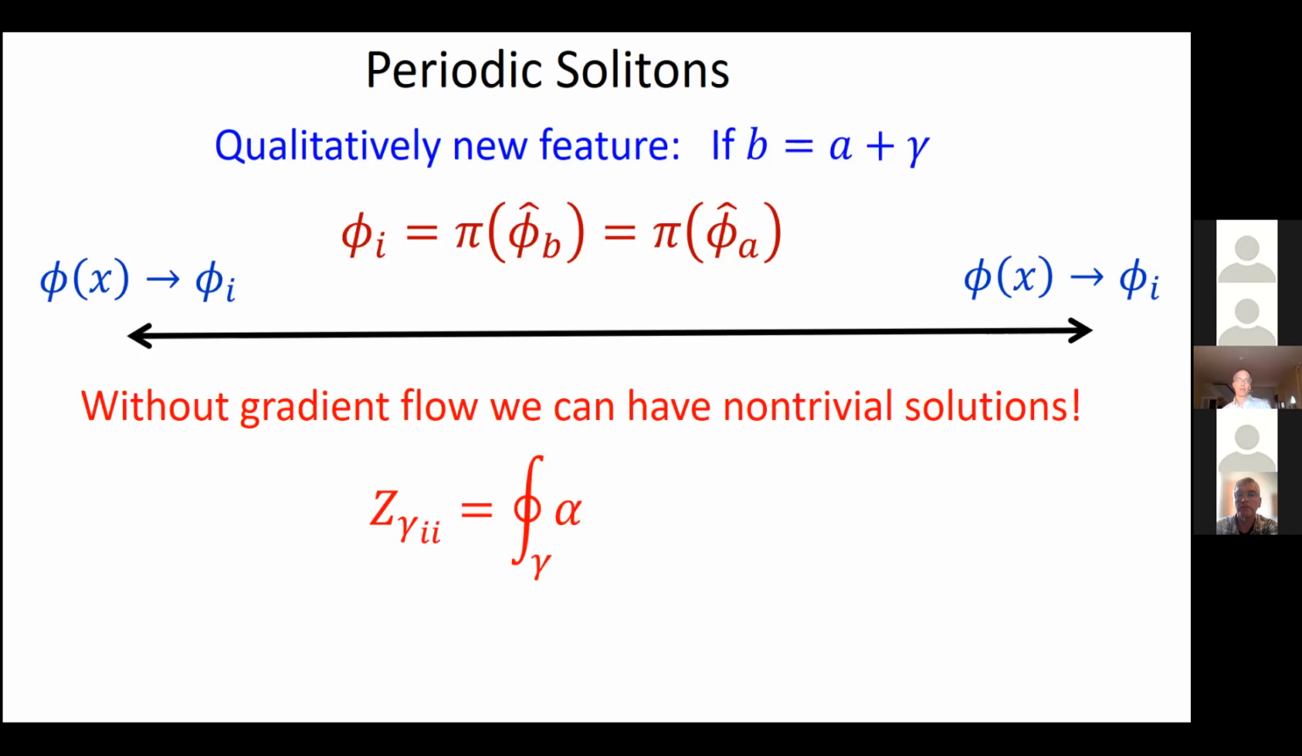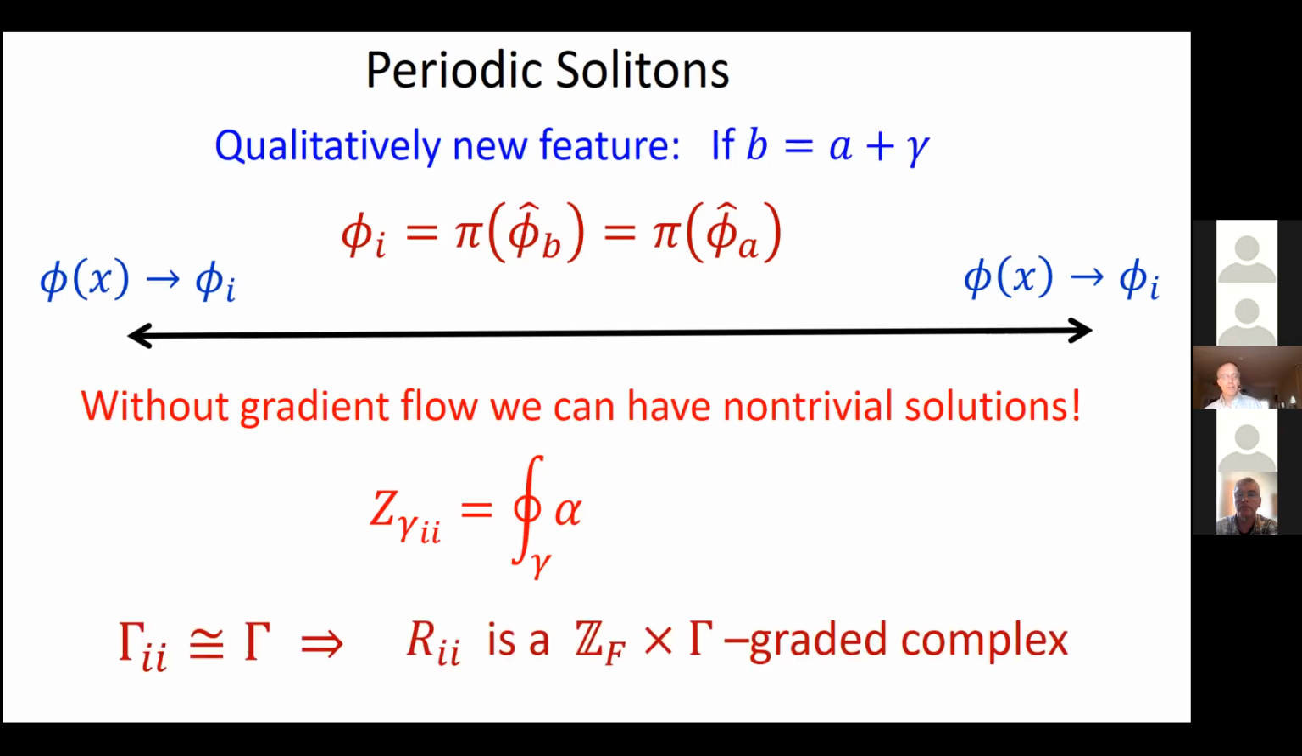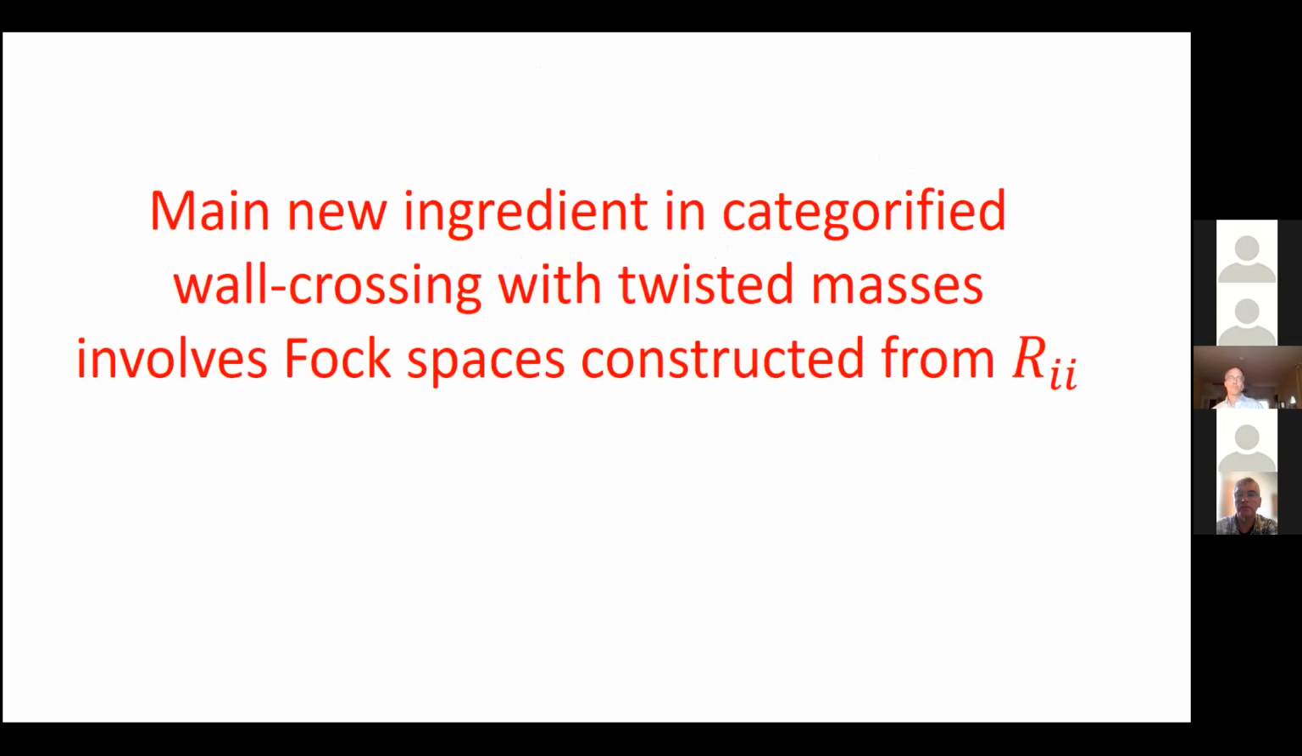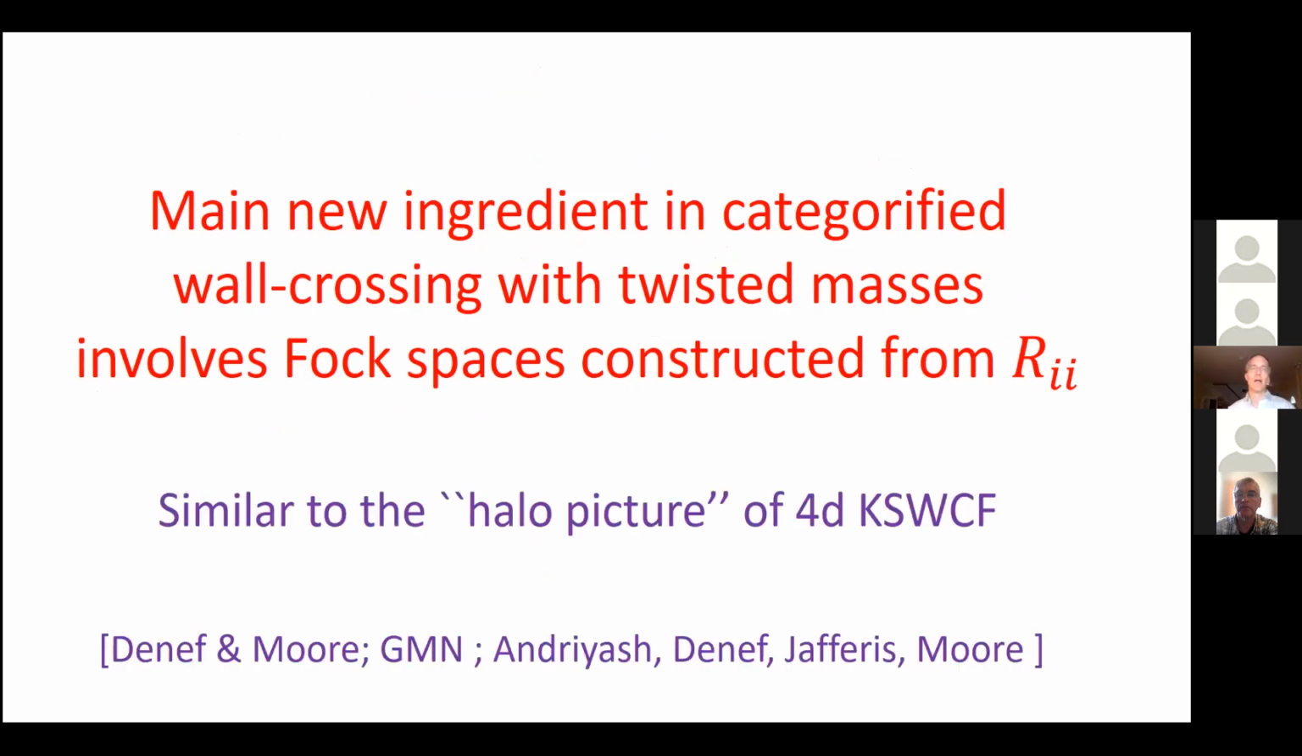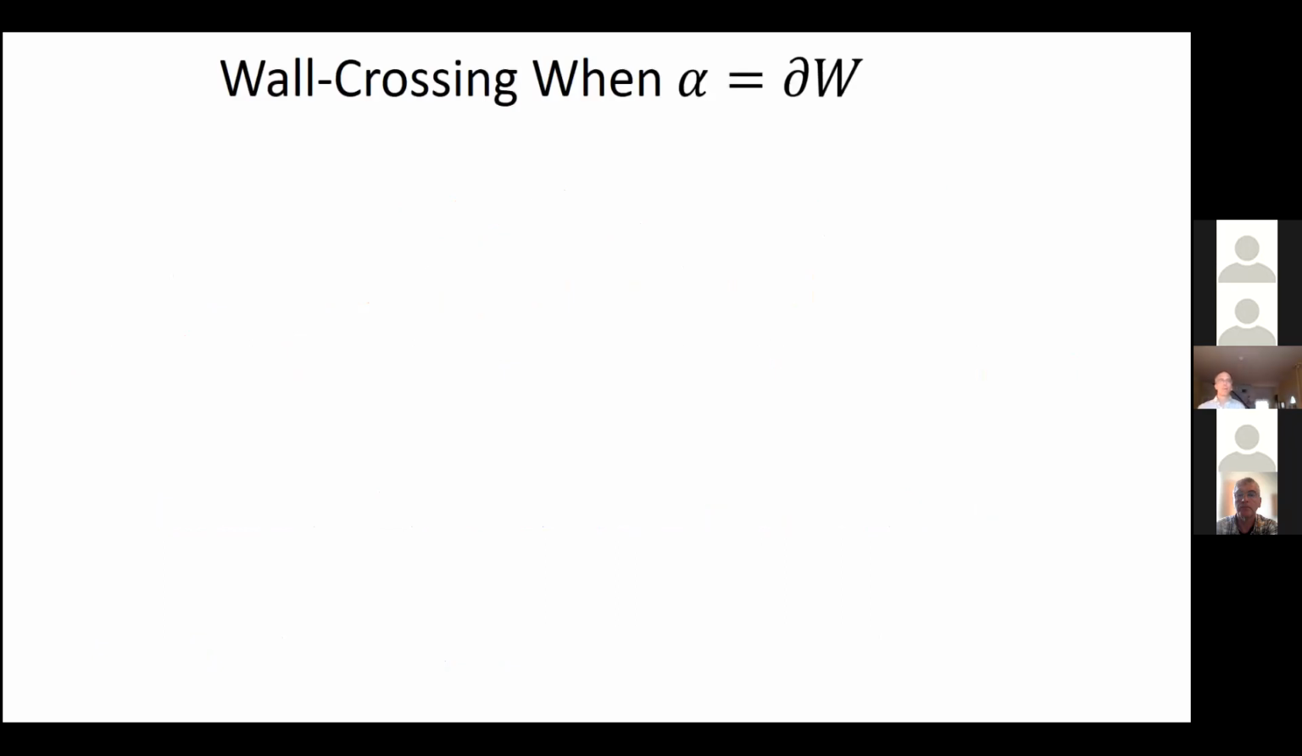It will be the period of alpha defined by this closed path described by the soliton. So we have non-zero complexes, R_II, which are Z fermion number graded and gamma graded. Now the main new ingredient, looking ahead, in the categorified wall crossing formula with twisted masses involves Fock spaces, which are constructed from these R_II. It's very similar to the halo picture of the physical derivations of the four-dimensional Kontsevich-Soibelman wall crossing formula, which was given about 10 years ago, maybe more.